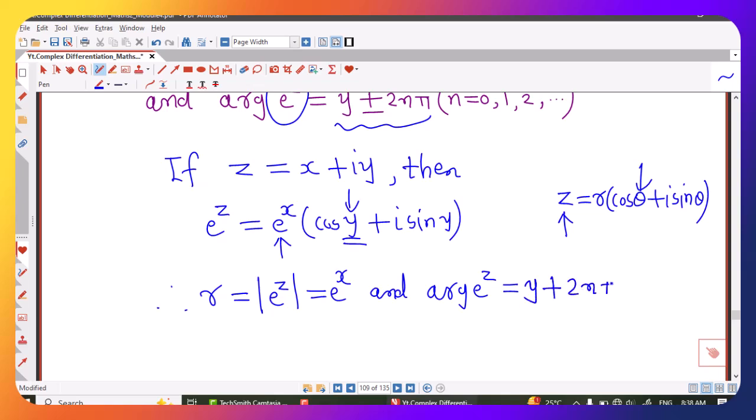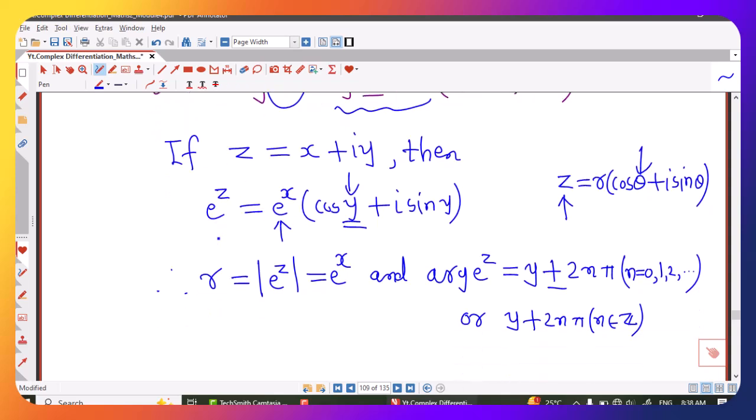plus 2n pi, or if we consider plus or minus 2n pi, then we will write only 0 and positive integers, or we can write it in this way also, y plus 2n pi, n belongs to Z. And if we wish, we can prove it by definition also.